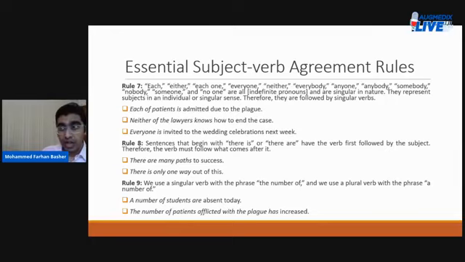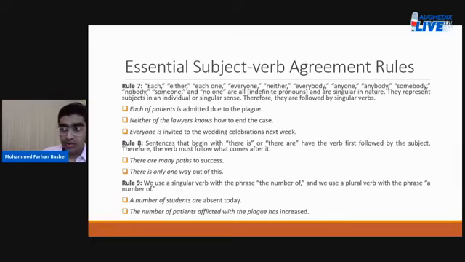So we say each of the patients is admitted due to the plague, right? Take a look at the first example under rule number 7. Do not fall for the word patients right before is, because patients is not the noun that the verb should agree with, right? The verb is here to agree with the head word of the subject phrase, which in this case is each. And each, as we know, is an indefinite pronoun, therefore a singular subject, right? So each of the patients is admitted due to the plague.